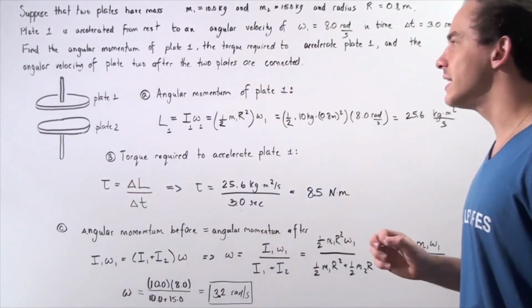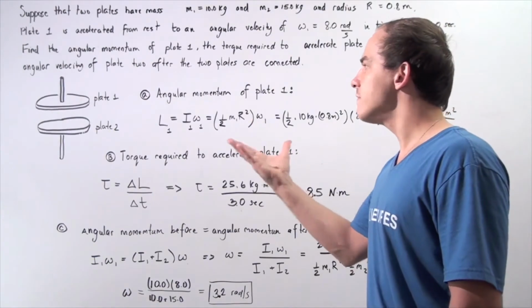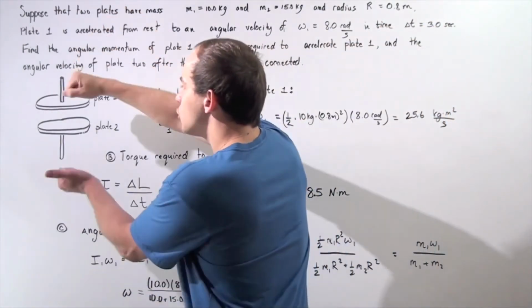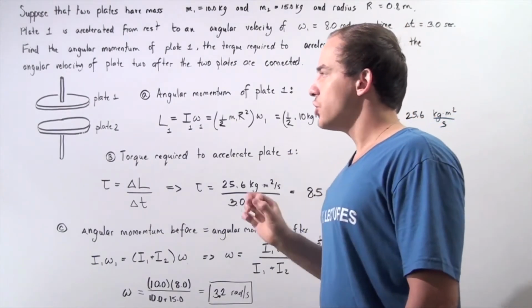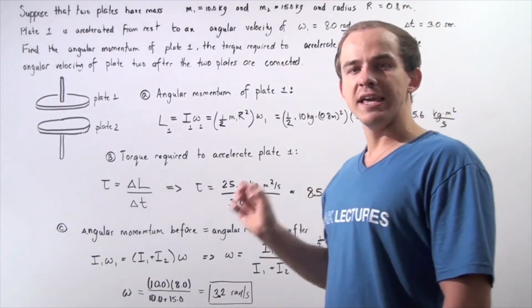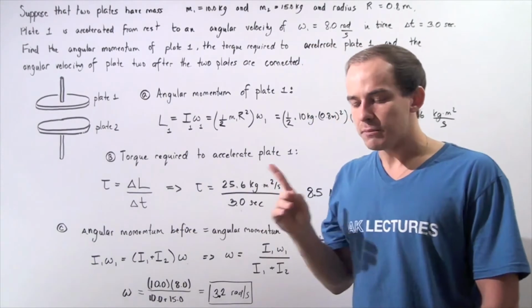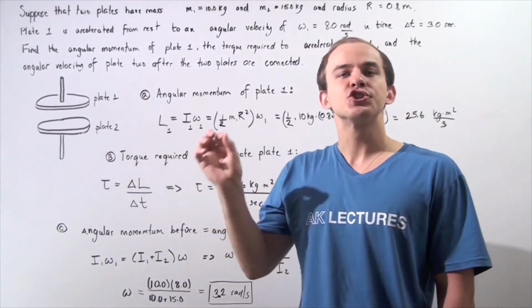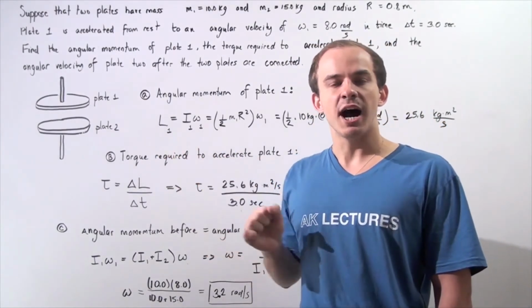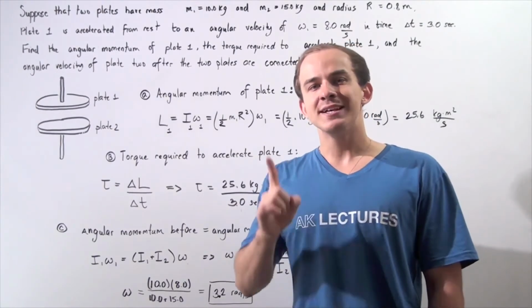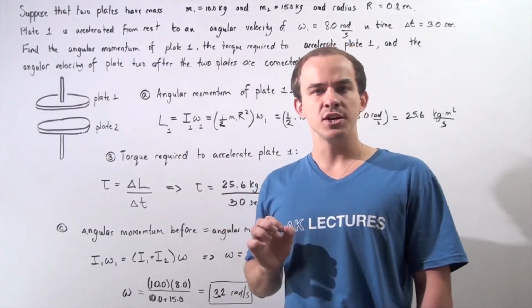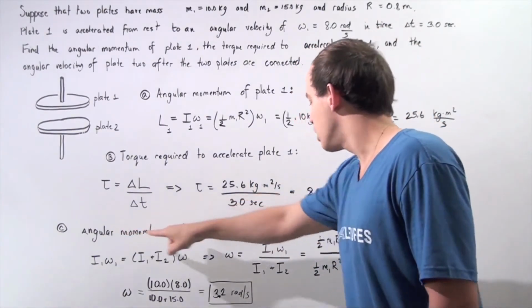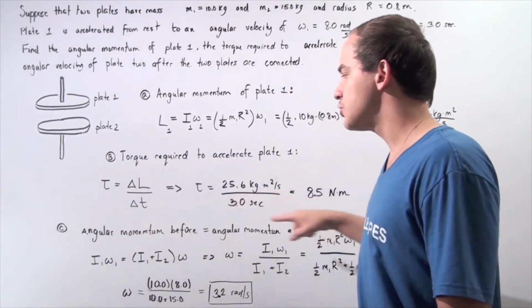Now, let's move on to the last step. We want to calculate the angular velocity of our two plates after we connect the two plates. Note we're going to use the conservation of angular momentum because we're making the assumption that the external net torque acting on the object is 0. If the external net torque acting on the object is 0, we can use the following conservation law.